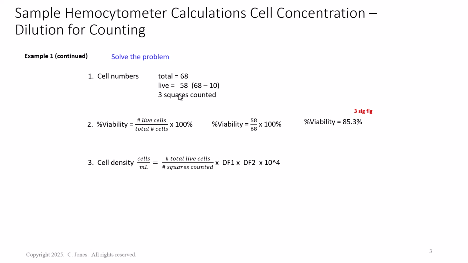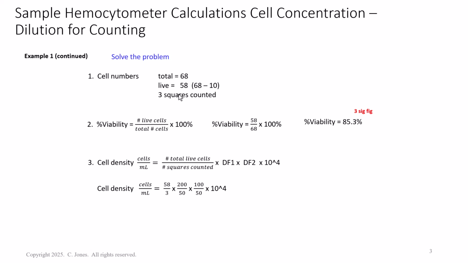So here we did 2 dilutions, so there will be 2 dilution factors. If for some reason we did 3 dilutions, there will be a 3rd dilution factor there. And finally, we multiply this by the hemocytometer constant, the hemocytometer correction factor, but we multiply by 10 to the 4th.